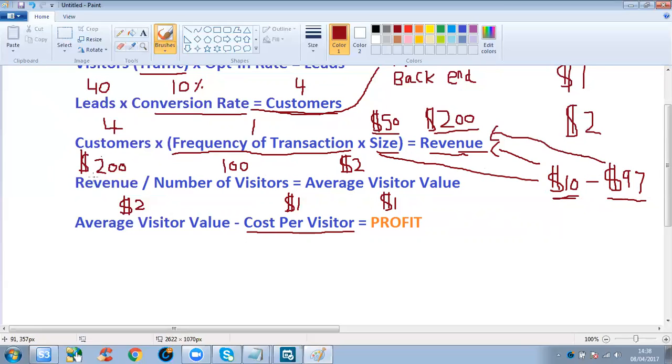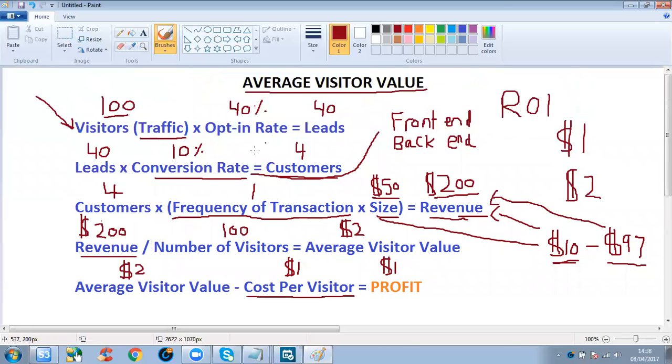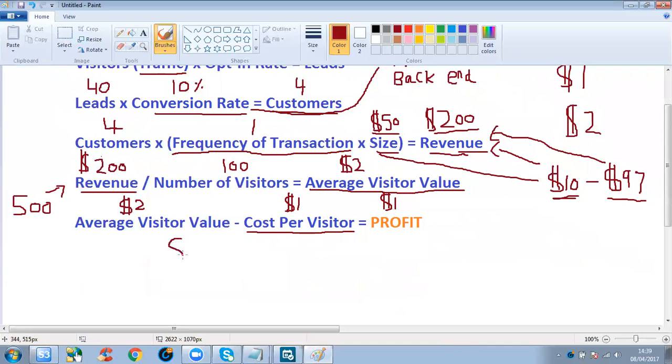And after that, you've got your revenue, which will be higher if you've improved your opt-in rate, your conversion rates, your frequency of transaction and your size. Your revenue is going to be higher. So divided by the same number of visitors, the 100, you're going to have a higher average visitor value. So let's say you make $500 in revenue instead of $200 because you've improved this. Then for 100 visitors, now you've got a $5 average visitor value, which means you're making $4 profit, because remember, it costs you $1 per visitor. So now you're making 4 times as much profit.